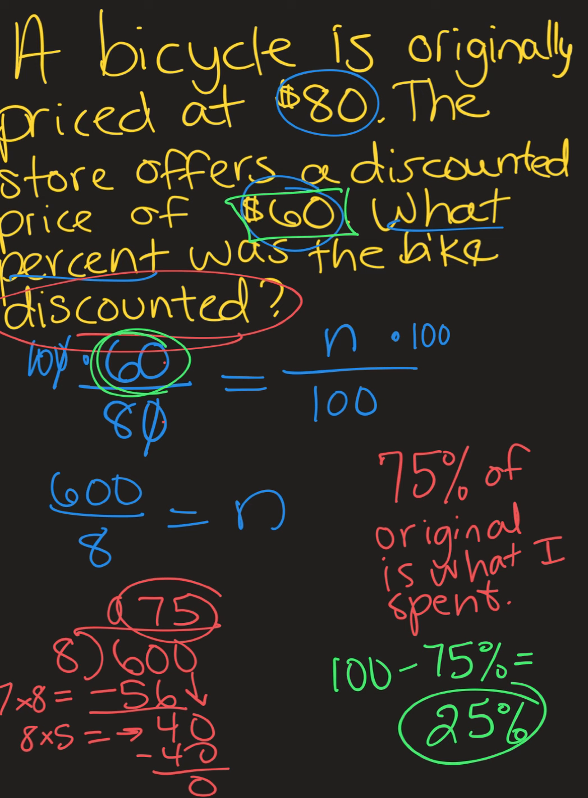Okay? But if I don't do it, and I get that 75, be careful and think about it logically. Think, what percent was the bike discounted? Well, does it seem like more than half of it was discounted if we ended up with that 60 as the final cost? Probably not, because that's less than half of 80. So that reminds me, oh, I need to go back and take that away from the 100. Okay?